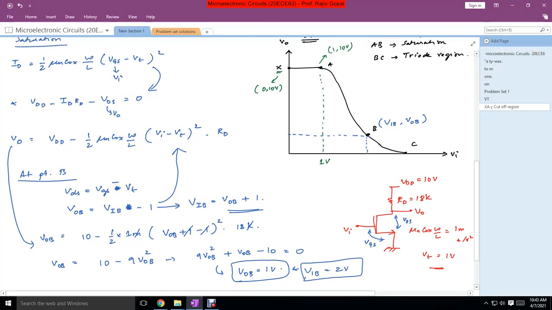That is 2, 1, in volts. So point B is 2, 1. Almost halfway there. So this will be 1 volt, and this will be 2 volts. Now the final one. I have to find what is point C. So I will be looking at region C. I hope it is clear to you.